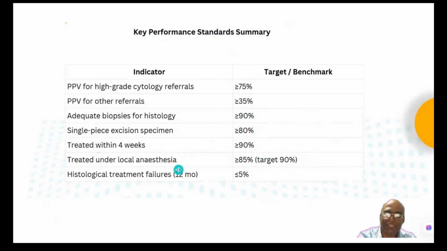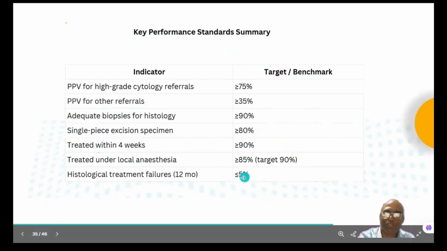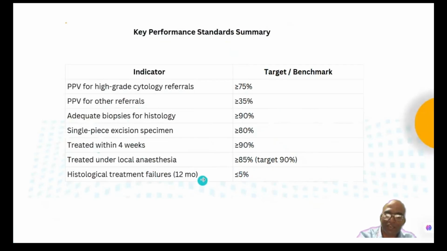Target is around 9%. And histological treatment failure should be less than 5%. That means recurrence. You have treated these patients, but you have called them for further follow-up, and during that there is a recurrence; that should be under 5%. This is the quality assurance of your colposcopic treatment.